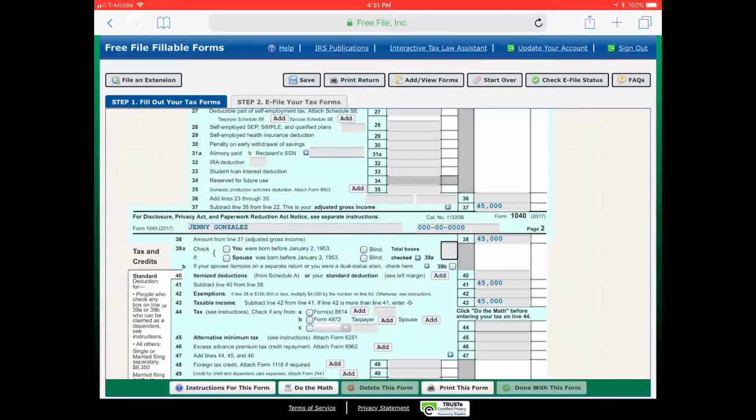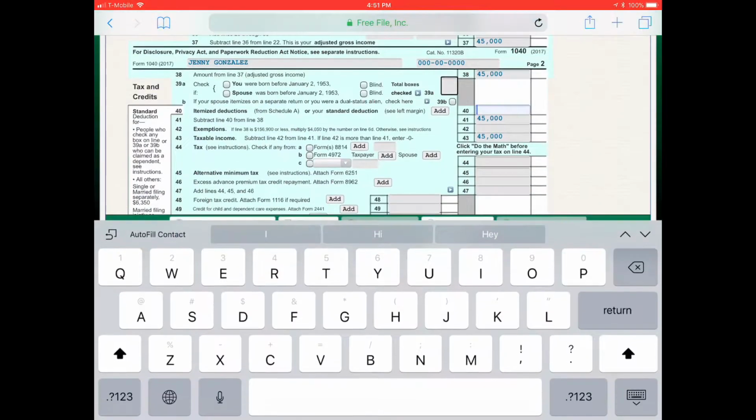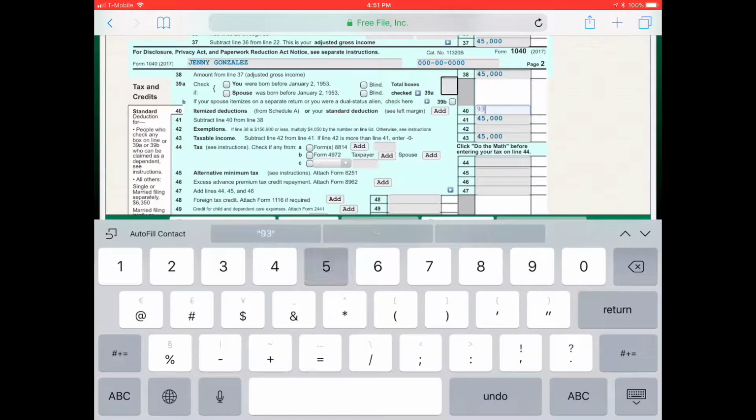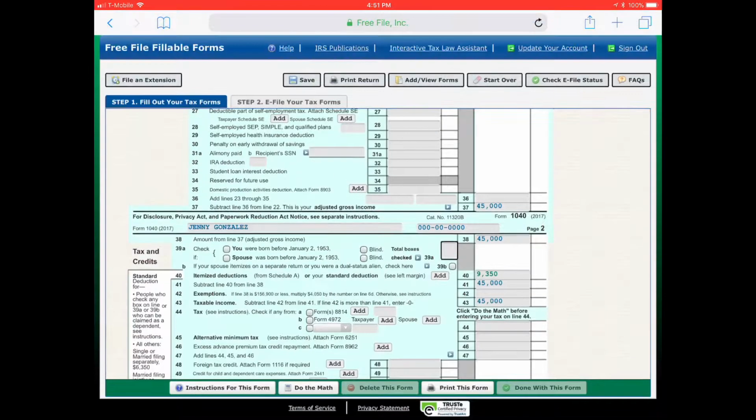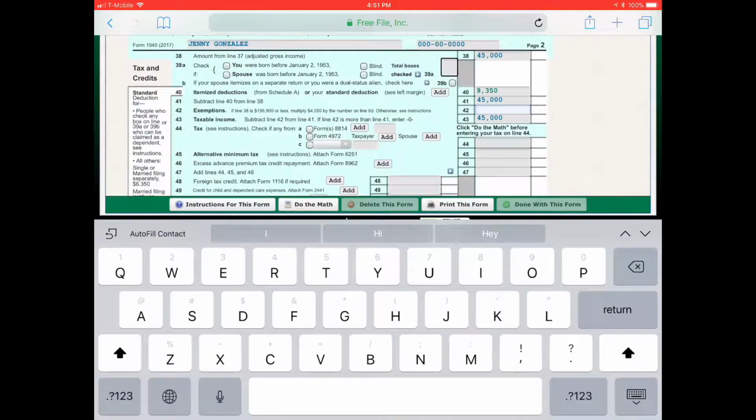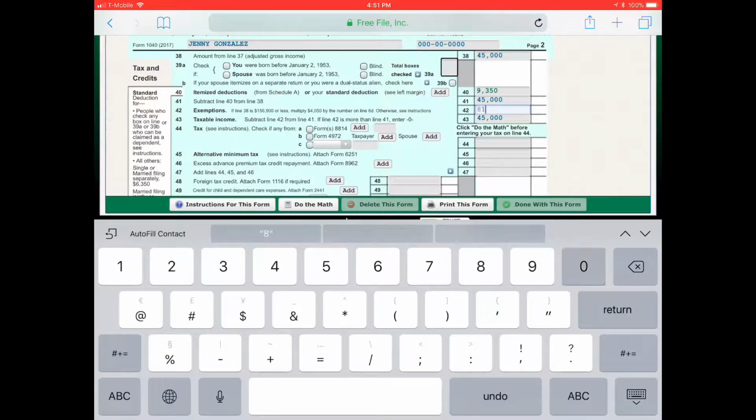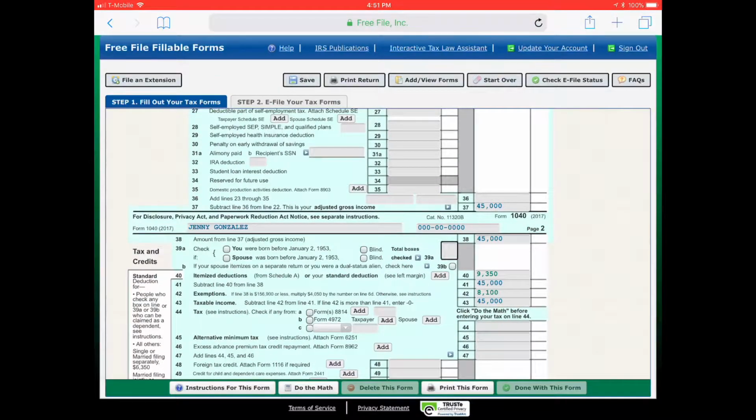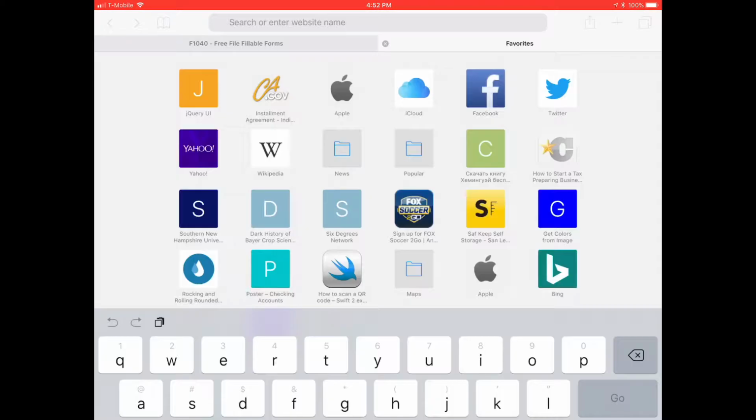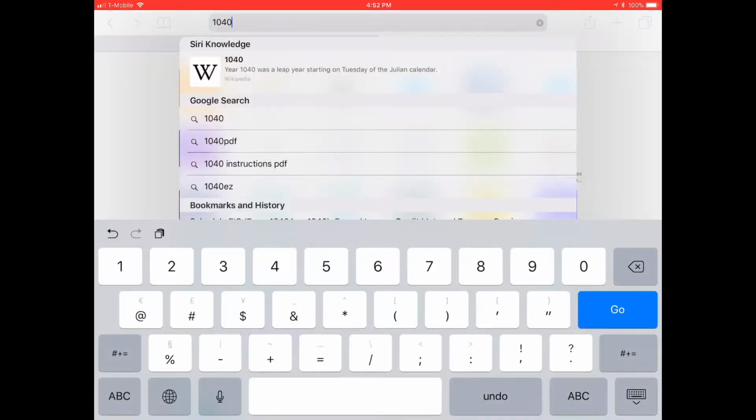Now, tax and credits. This is where you reduce your taxable income and also figure out your tax. So, deductions, since she's filing as head of household, she can take $9,350 of standard deduction. And she has 2 exemptions, so it's $8,100. So she got a total of $17,450 in deductions and exemptions. That's how much her taxable income is reduced. It's brought down to $27,550.